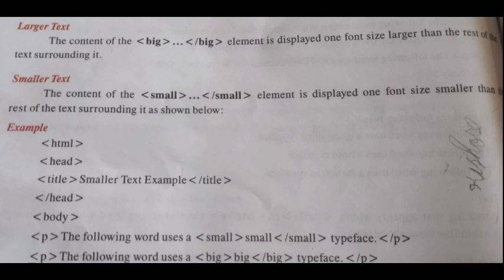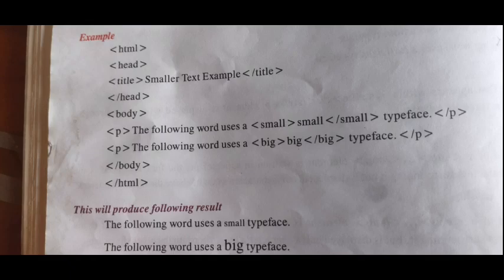Can you see the example program? We will see the continuation of that one and the result in the next slide. Yes, now you can see the result of that program. Can you see? Small will be smaller than the normal text, big will be bigger than the normal text. Clear for you?